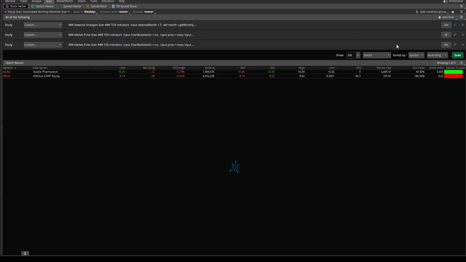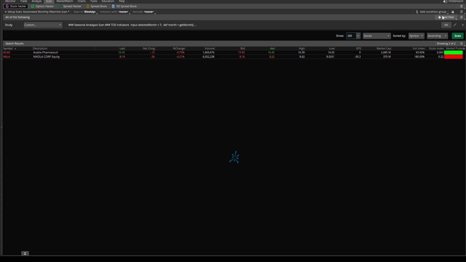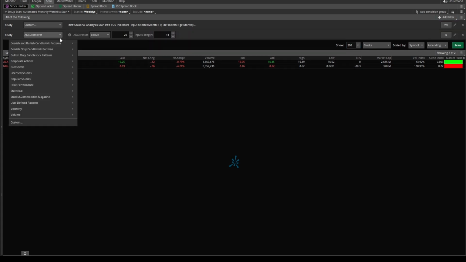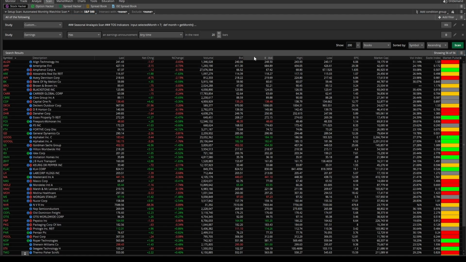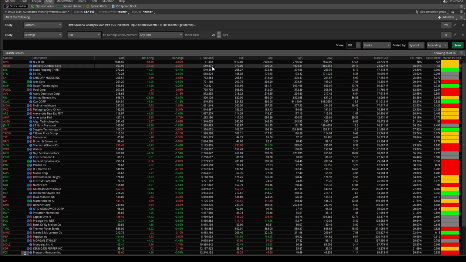Now, the other two components of this scan that we had were related to the market pulse. Here, I can remove both of those studies and instead add in a new filter. We can call this a study filter. And instead of writing code, we can simply use the corporate actions earnings scan here to find any overlap with stocks that have earnings in, say, the next 20 bars. Now I'll run this scan, and let's run this in the S&P 500 so we have a smaller list to start off. Now in this list, we have quite a few candidates, 56 in total.